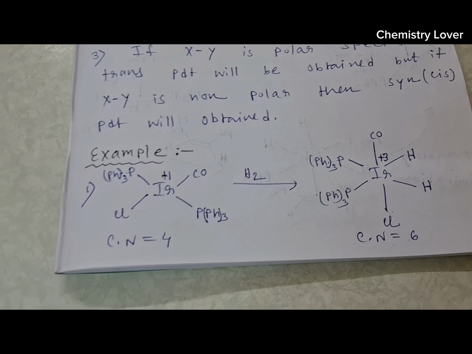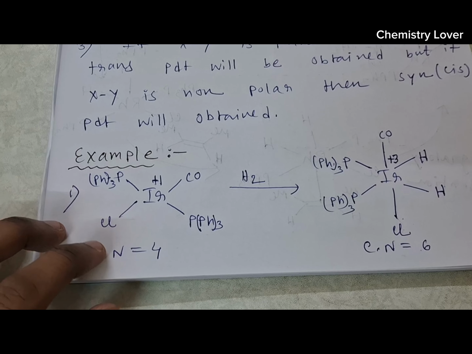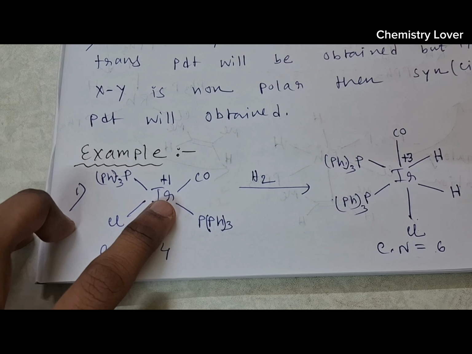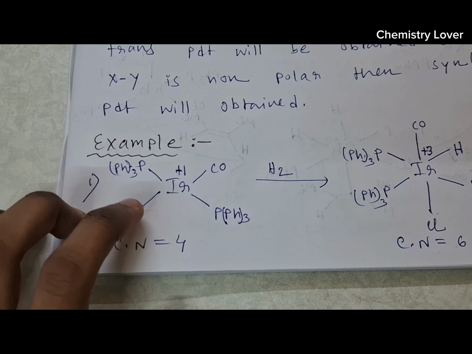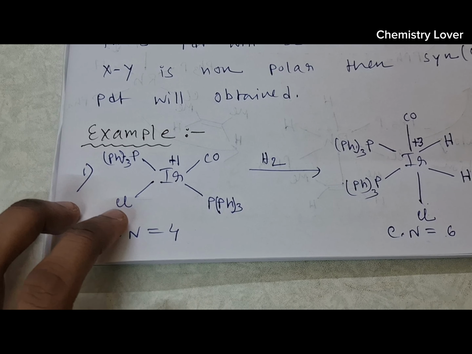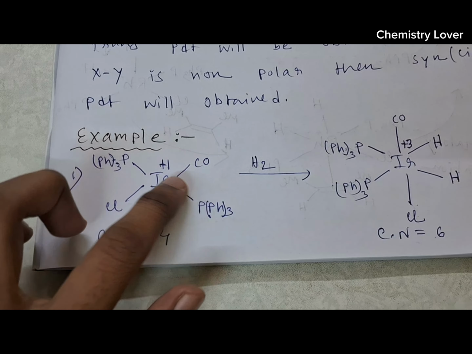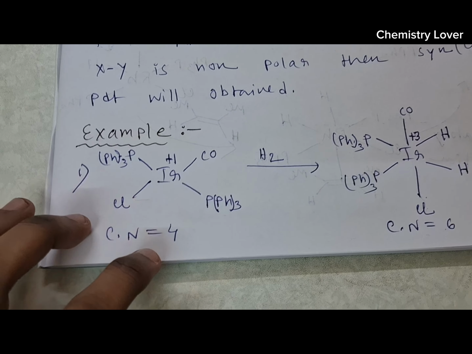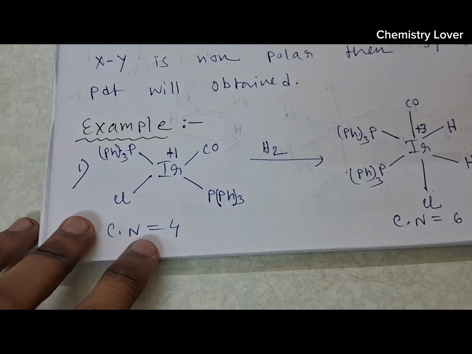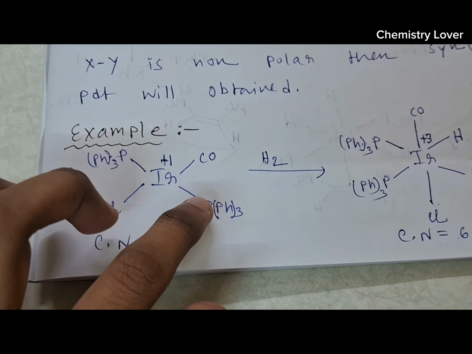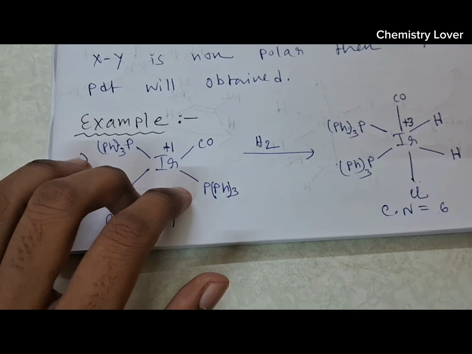Here you can see an example. I have taken a complex where iridium is the central metal ion and there are 4 different types of ligand. One is Cl, one is CO, and the other 2 are triphenyl phosphine. Here the coordination number is 4 because 4 ligands are present directly with the metal center.